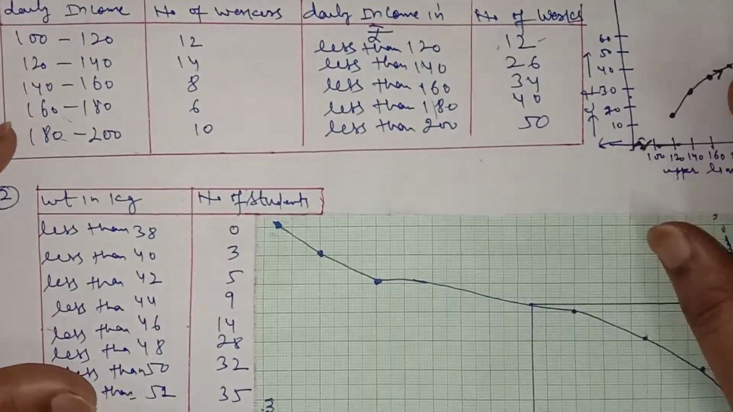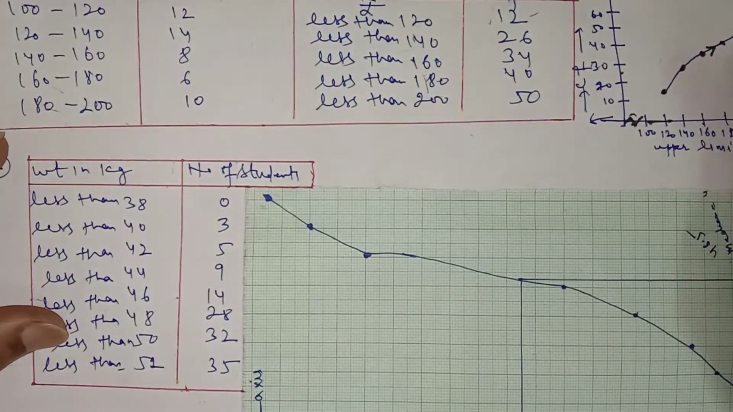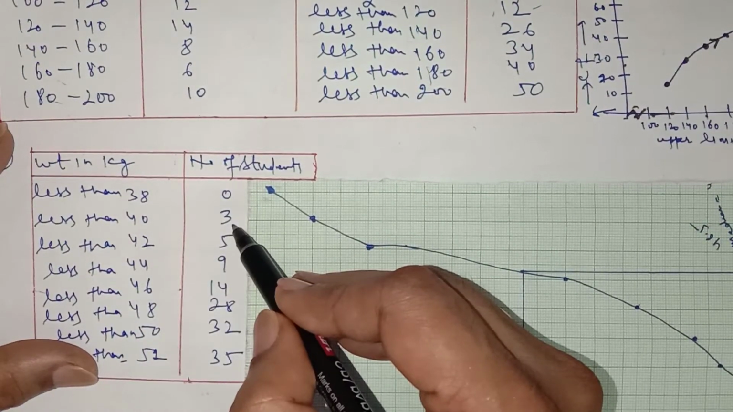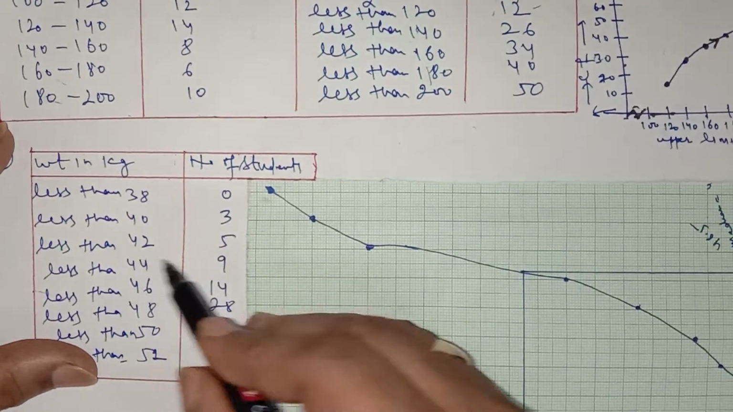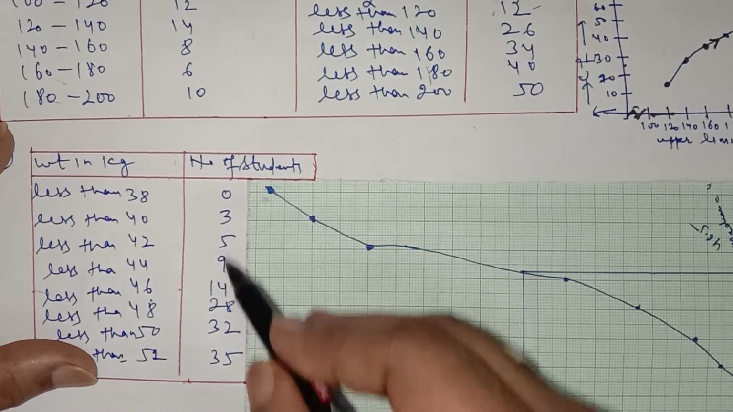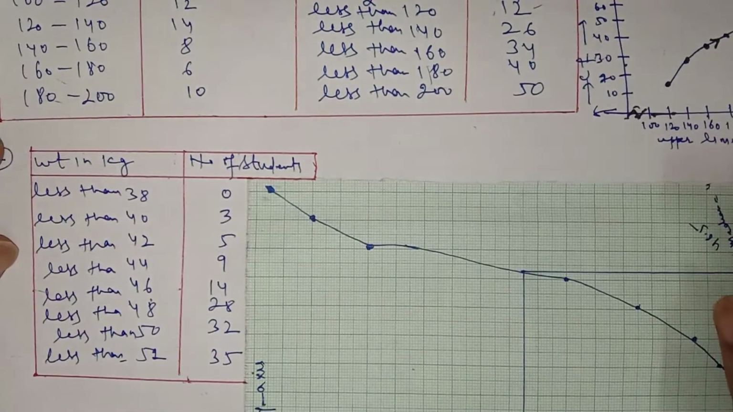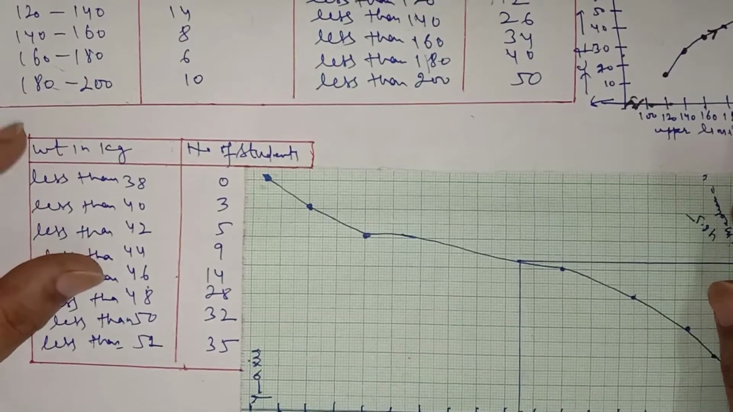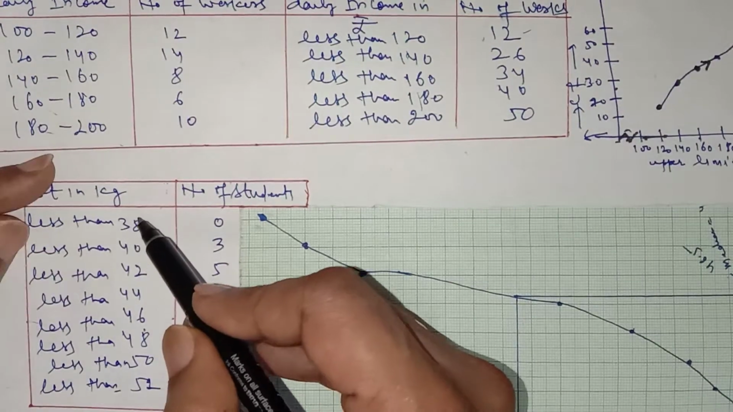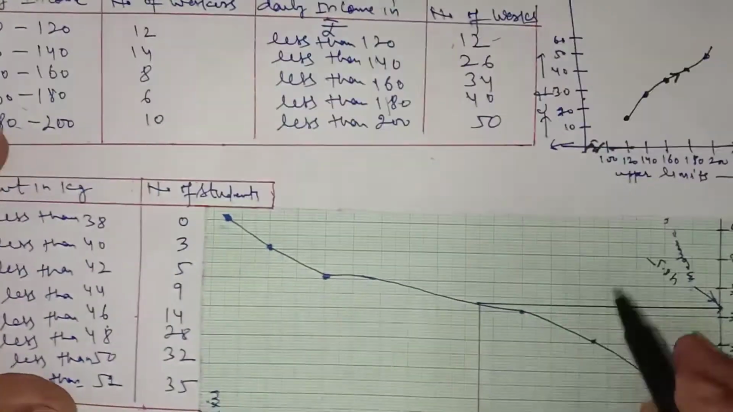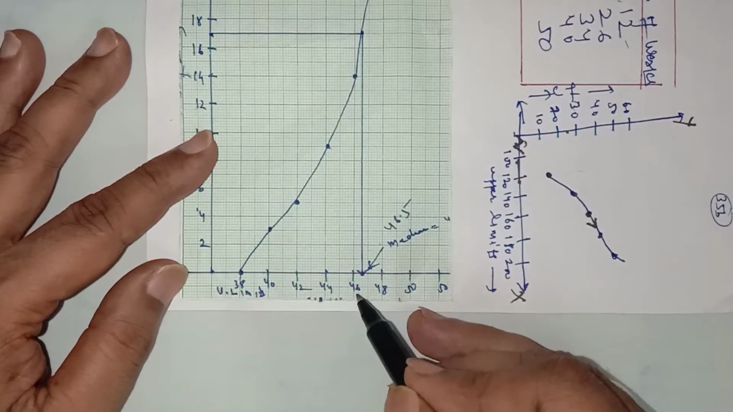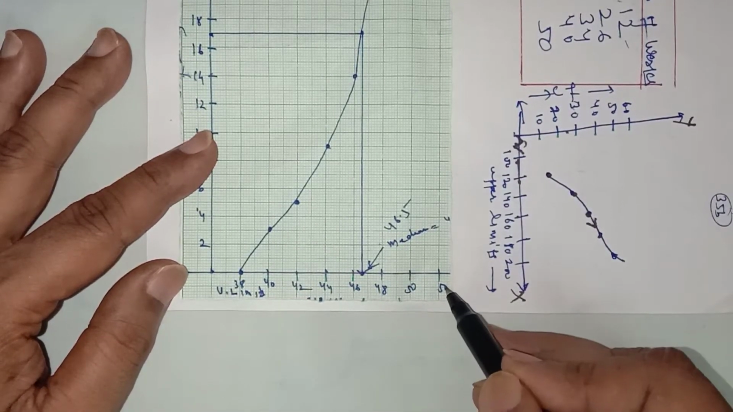Now in question number 2, the less than table is already given, which is less than 38 it is 0, less than 40 it is 3, less than 42 it is 5, less than 44 it is 9, less than 46 it is 14, and so on. Means the less than cumulative frequency table is already given here. You don't have to make a less than table. So mark this, taking the upper limits on the x-axis like this: 38, 40, 42, 44, 46, 48, 50 and so on.